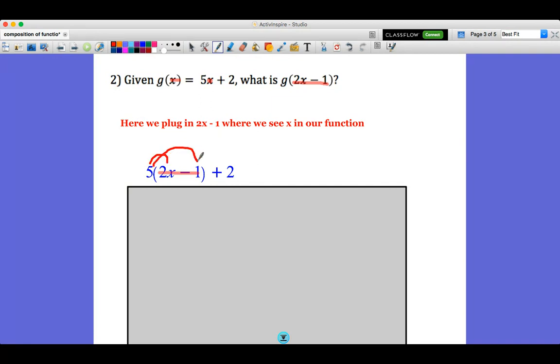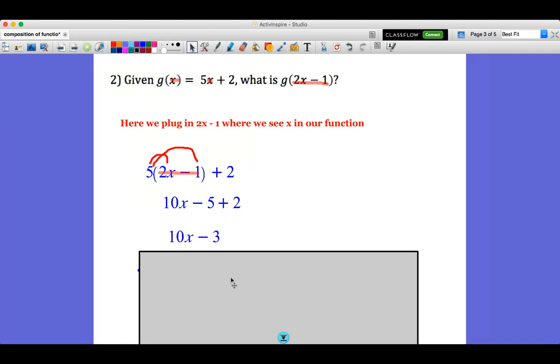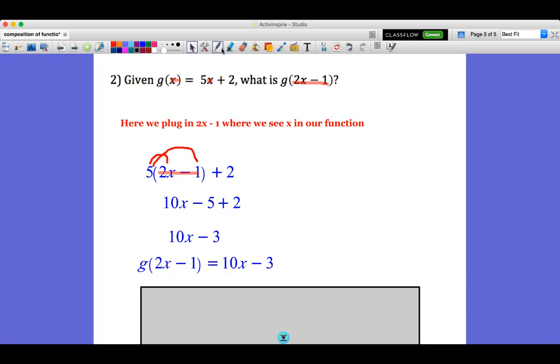Distribute the 5 again. So 5 times 2x, 5 times negative 1. So we're going to have 10x minus 5 plus 2. And then you're just going to combine like terms like we did in number 1. Remember, negative 5 plus 2 is going to stay negative. So we're going to get 10x minus 3. And that's our final answer again. So we would say g of 2x minus 1 is equal to 10x minus 3. And you have that x left over, so you're not trying to solve for anything there. You just got 10x minus 3. That's our final answer.